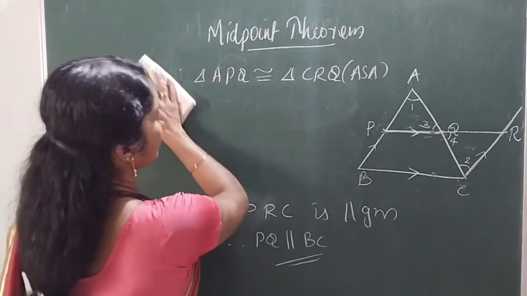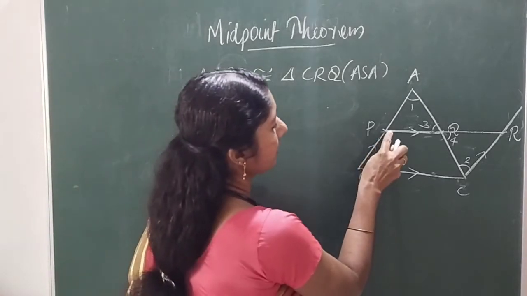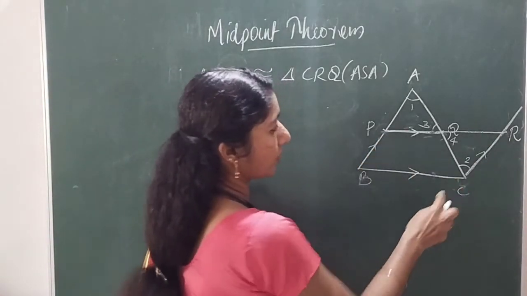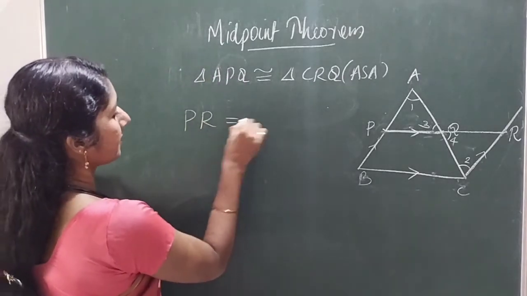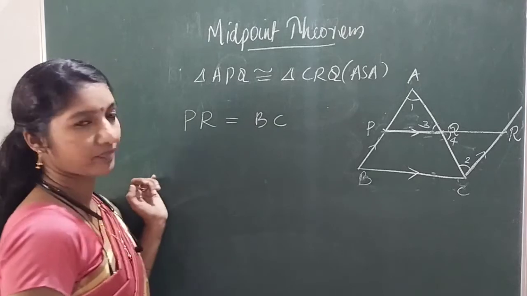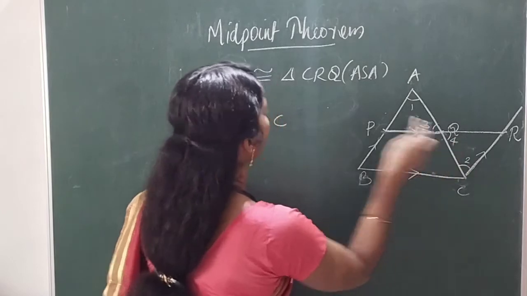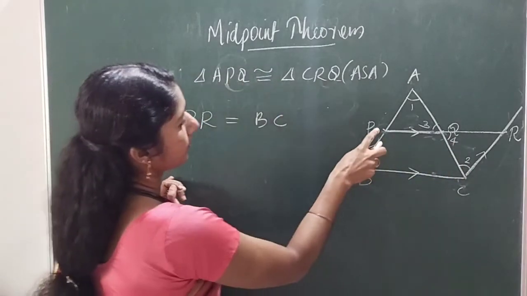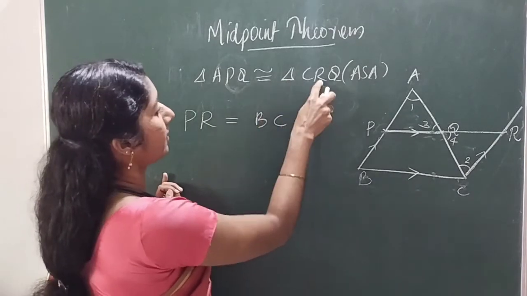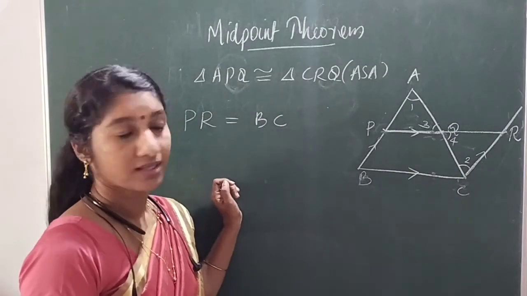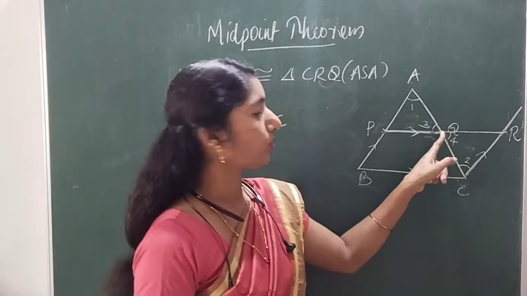Then see, we are getting one more piece of information from here. PR and BC are the opposite sides of the parallelogram, so we can say PR is equal to BC. Correct, no? And see, PQ and QR, how are they? PQ and RQ. From these congruent triangles, PQ and RQ are the corresponding parts. So we can say PQ equals RQ. PQ and RQ are equal.